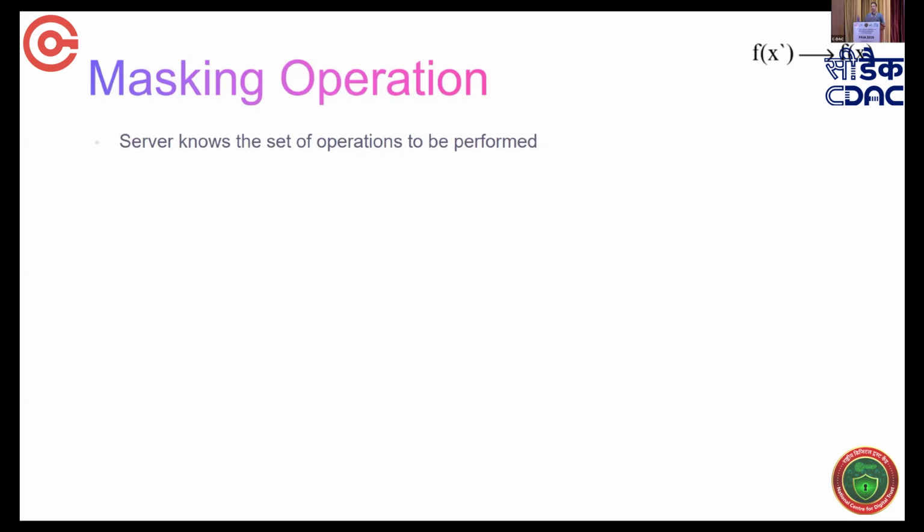Now we want to mask the operation, because we already said that the server can apply the C gate, T gate. So it means they know what operation they have to apply. So I want to mask that also.